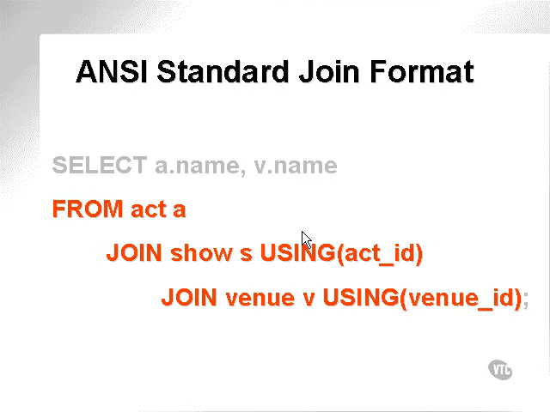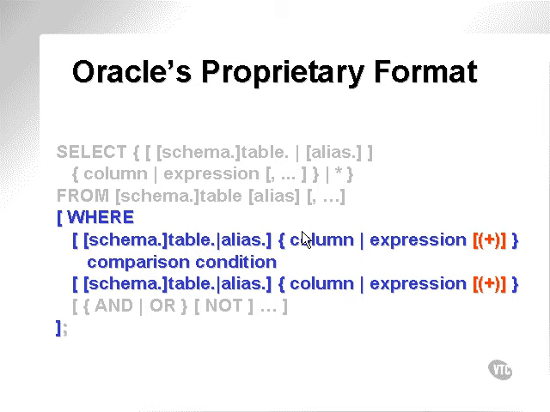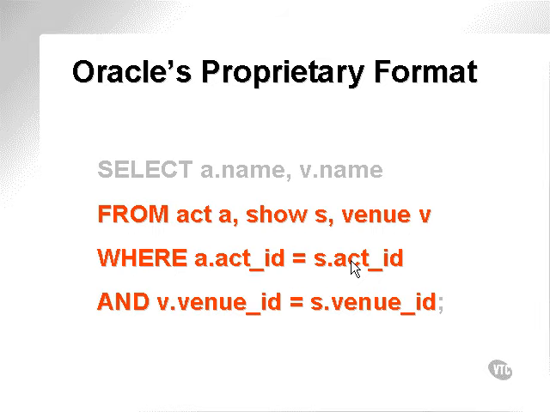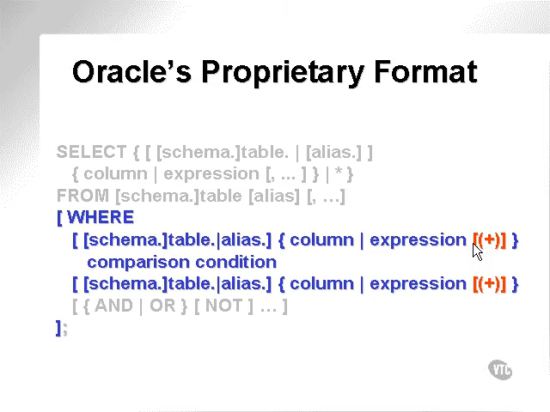Let's go back to the syntax diagrams and briefly recap. Oracle's proprietary format: the joins appear in the where clause as expression, comparison, expression sets, as in this query here, where act equals act and venue equals venue. Or more specifically, a.act, alias by act table, is equal to s.act, which is the show table alias, and similar for the venue. Once again, the plus sign is used to denote the syntax of outer joins.